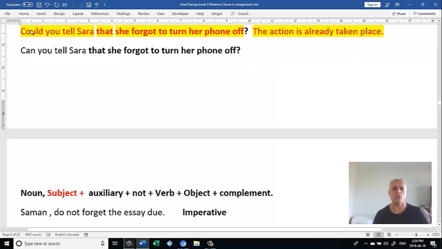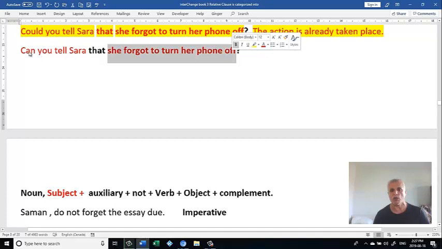Let's go to the second. Well, there is no difference between could and can in American English. Maybe in British English there's a little difference, but in American English there is no difference. Can you tell Sarah, okay, that connecting the 2 parts. Then we have the other clause: she forgot to turn her phone off. Then we have a question mark.